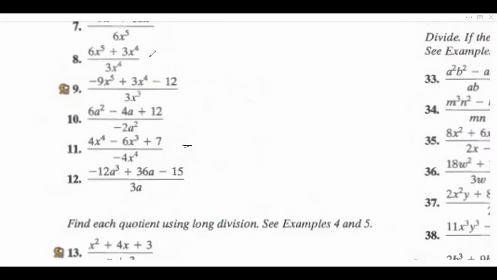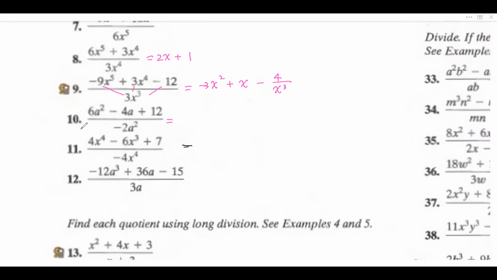Number 8 here. Let's do it separately, right? Divide separately by itself. So you can get a 2x here. And the second term is 1, right? 3x to the power 4 divided by x to the power 4 is 1. Let's see number 9. Do you guys have any challenge with this part? No? Okay, excellent. I really like to hear about this one.